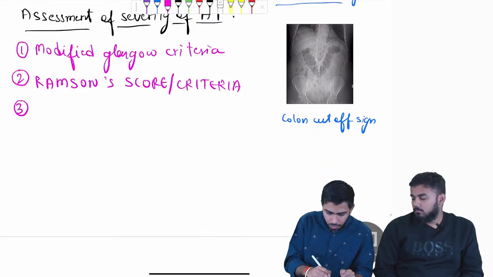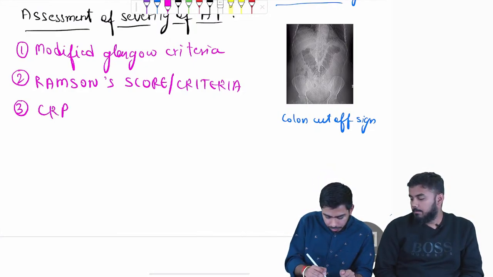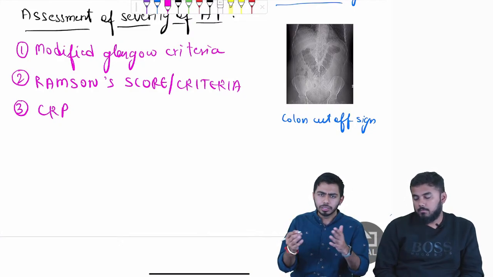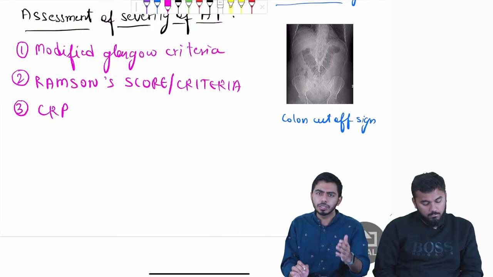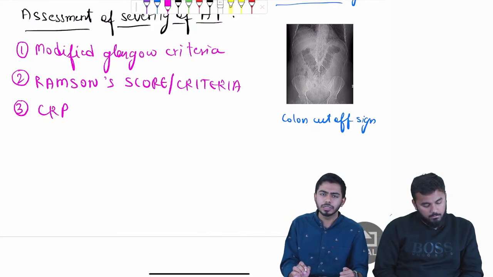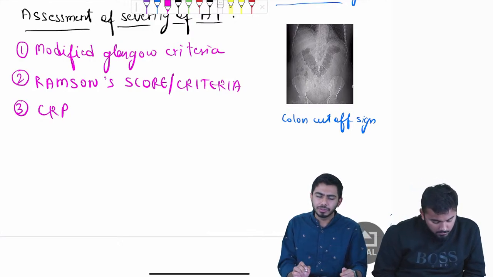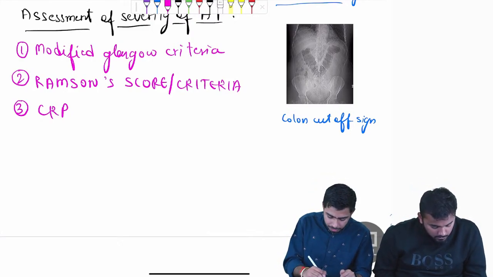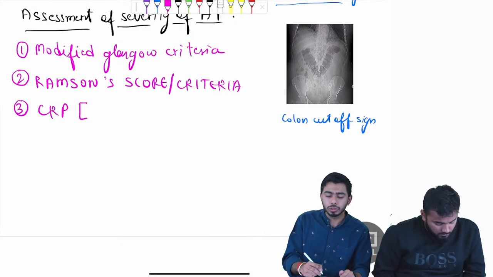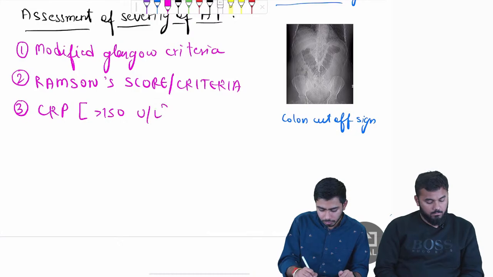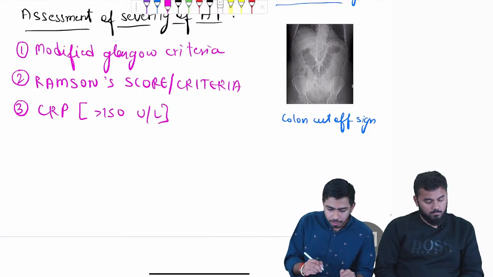Then third one is your CRP. Now CRP usually should be less than 5. In a normal scenario, if you do your blood investigation, it would come less than 5 only, because you don't have inflammation inside your body right now. But in these patients, it is usually more than 150 units per liter.